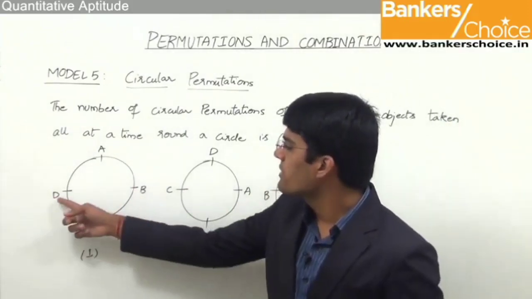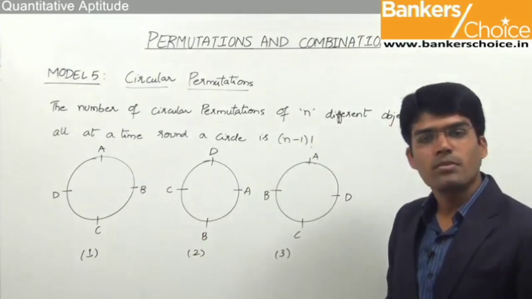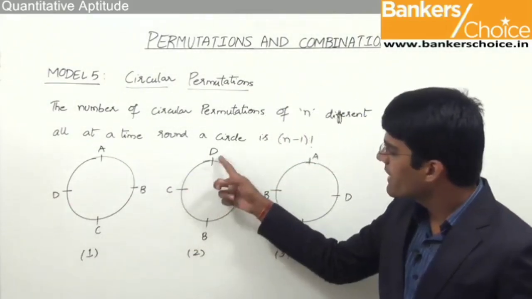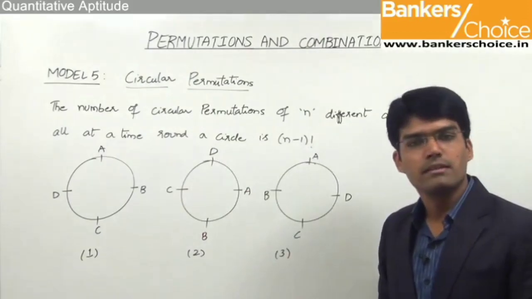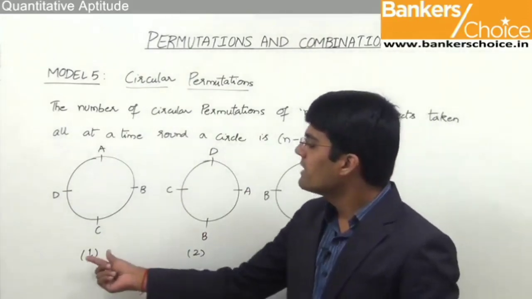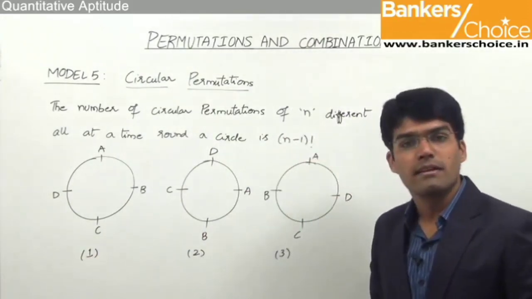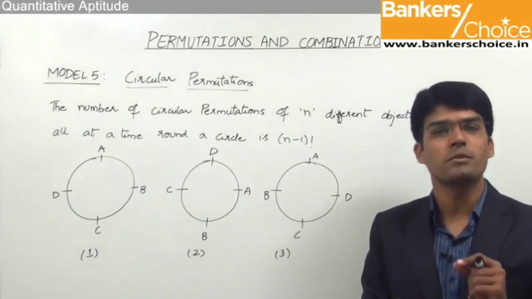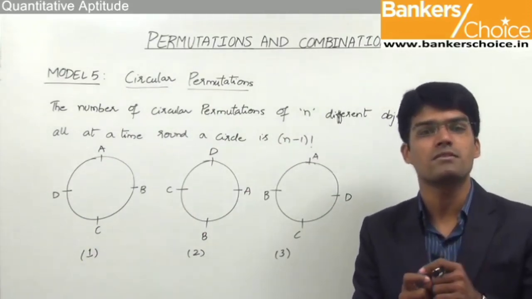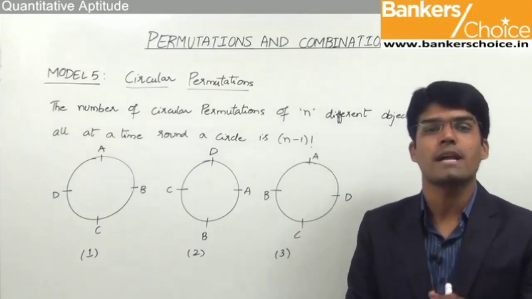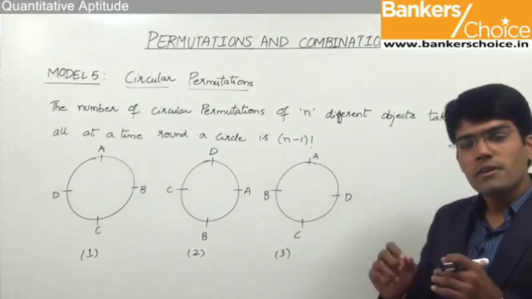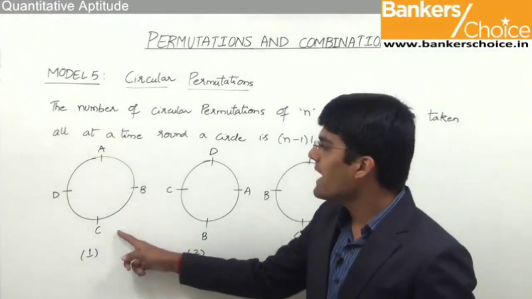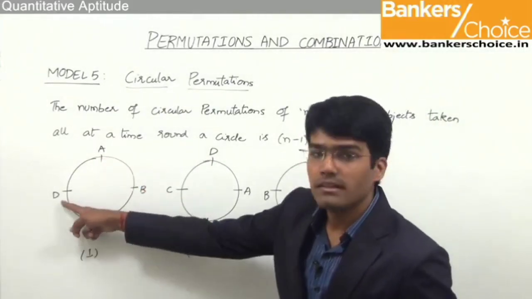Or B is opposite to D. Here also B is opposite to D. Or we can say that the left and right of C are D and B. Here also the left and right of C are D and B respectively. That means there is no difference between the first arrangement and the second arrangement. So very clearly, when we go for circular permutations, only the relative positions of the persons or the relative positions of the objects have to be considered, but not the actual positions. Now if we try to compare arrangement number 1 with arrangement number 3, in arrangement number 1 we find that the order was A, B, C, D.